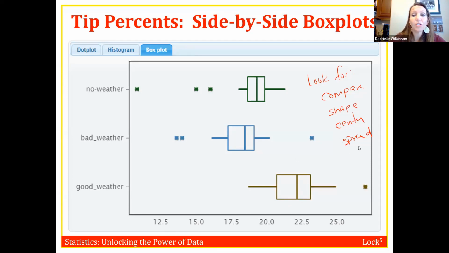And then thinking about spread, which one of these looks like it has the largest IQR? No weather, bad weather, or good weather? Okay, so the good weather has the biggest IQR. Okay, which condition had the lowest individual tip percentage? So which one did we end up seeing the lowest value for tip percentage?